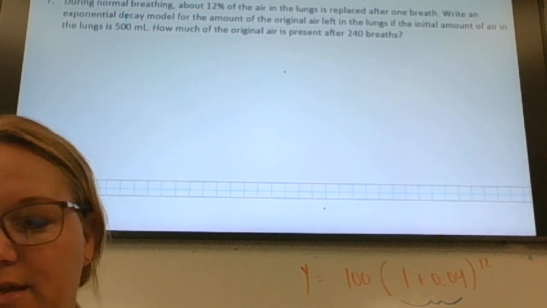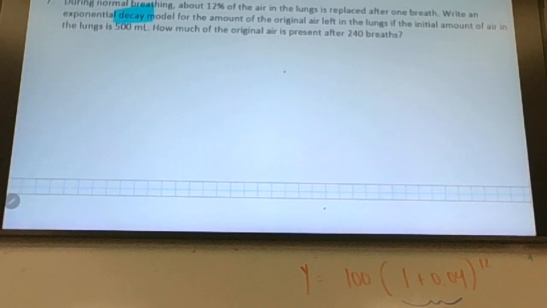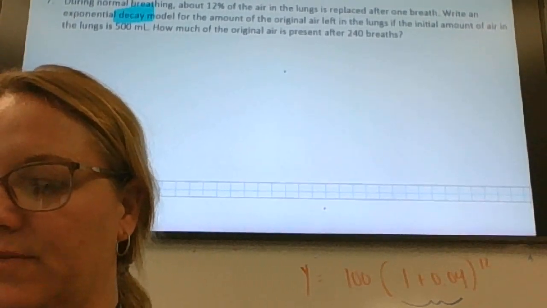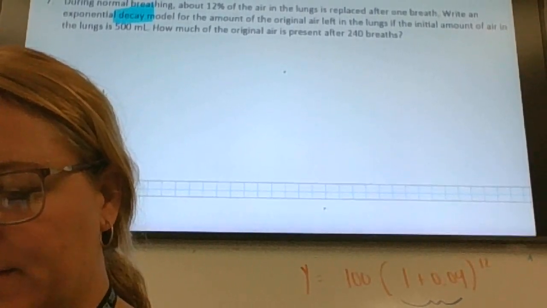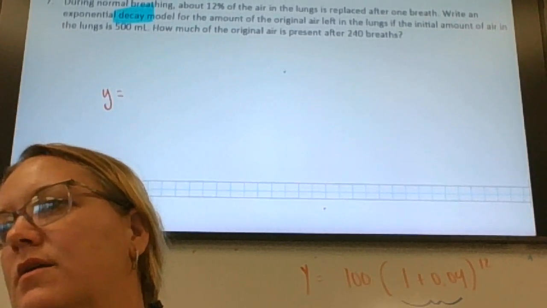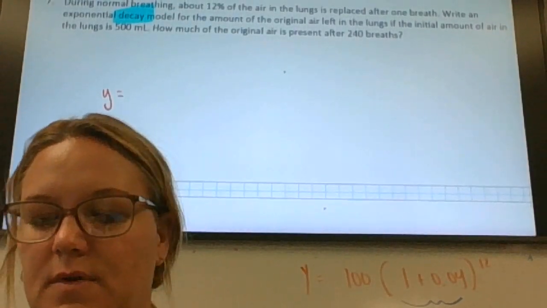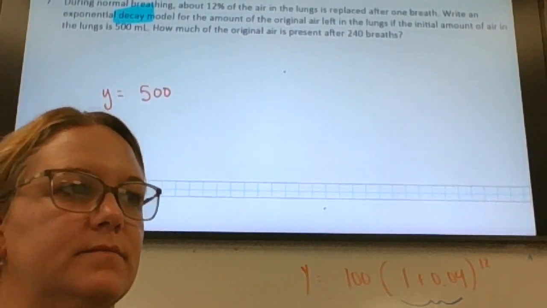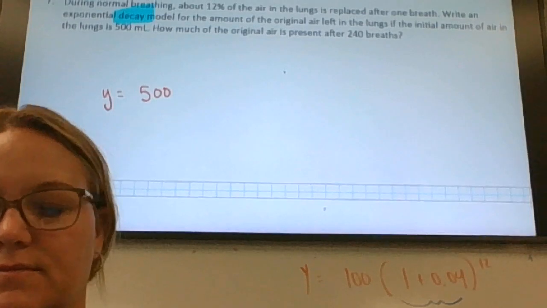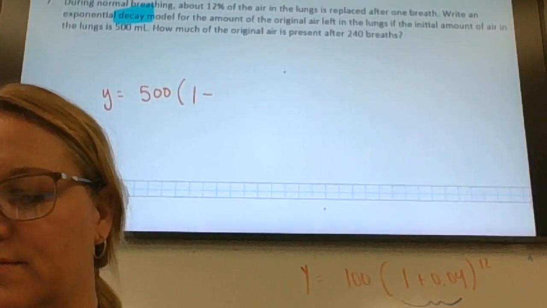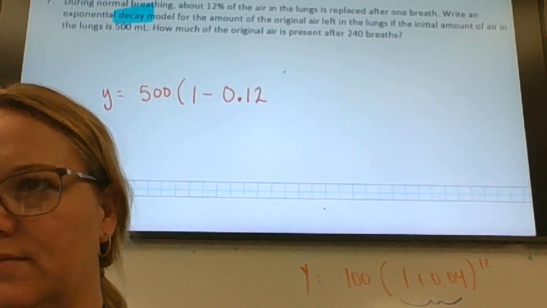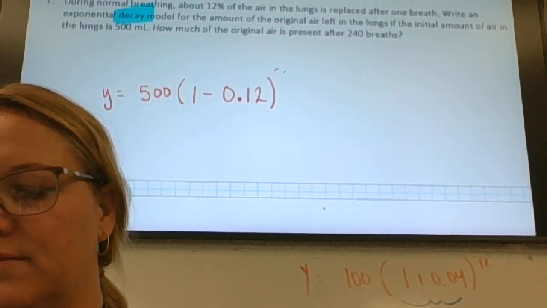Write a decay model, that means a subtraction, for the amount of original air left in the lungs if the initial amount is 500 milliliters. How much is left after 240 breaths? That's a long time. Can you write the equation, you think? And then 12%, so 0.12, and then the power is going to be 240.